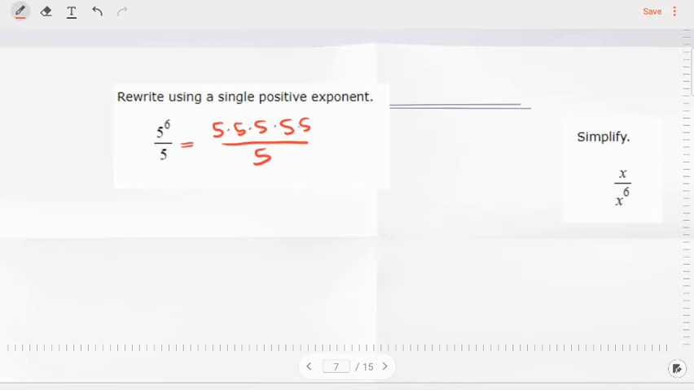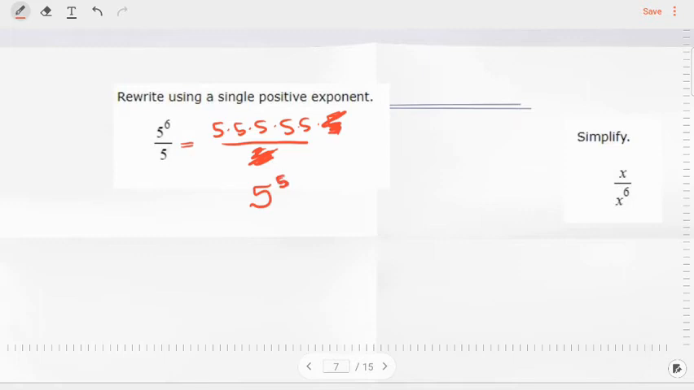So I have a common factor of, I need 6 5s. Sorry, 1, 2, 3, 4, 5, 6. Perfect, now we're good. If I have a common factor of 5, that means I can cross 1 off the bottom and only 1 off the top. The rest will remain, and that's going to simplify it to 5 to the 5th power.